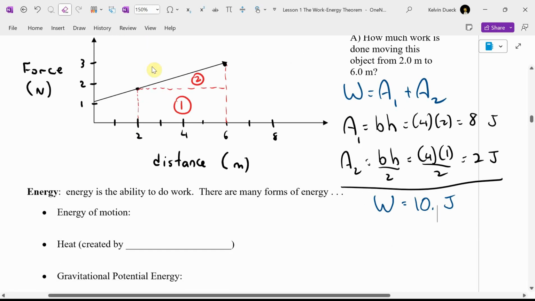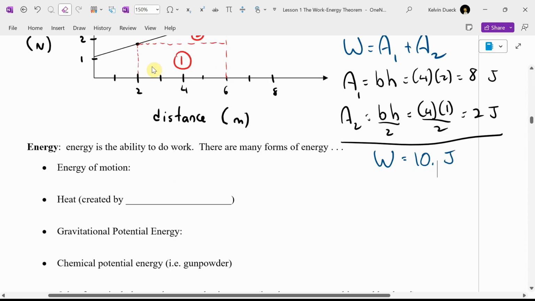Let's talk about energy. Energy is the ability to do work. There are many, many, many forms of energy. One is the energy of motion. Does anybody remember what we called the energy of motion last year? This is kinetic energy.